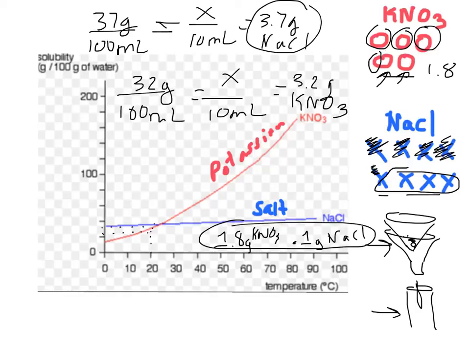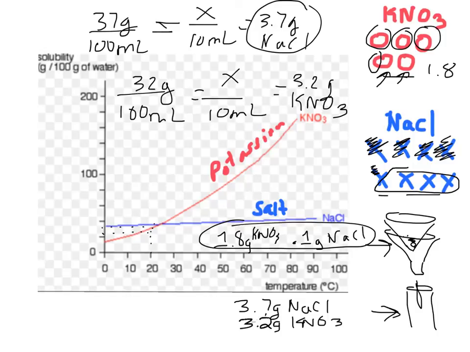Down here, what's in our filtrate? Well, in our filtrate, we have the remaining stuff, right? We've got our 3.7 grams of NaCl, that's our salt, and our 3.8, no, not 3.8, 3.2, right? Hold on. There we go, 3.2 grams of KNO3. And that's all going to be in our filtrate.